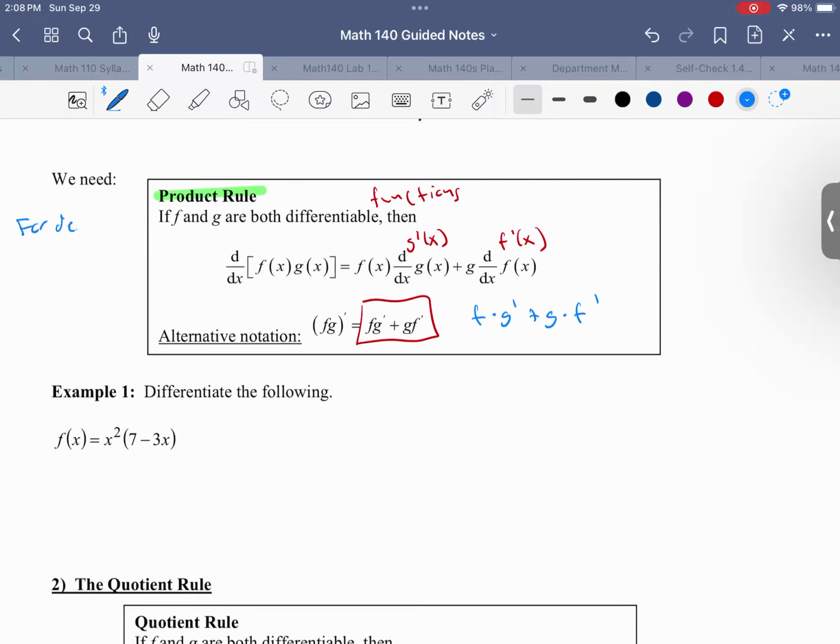For the derivative of two functions multiplying together, or multiplying each other.